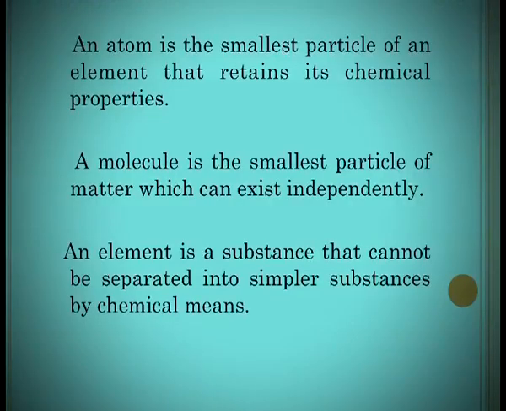John Dalton gave the atomic theory in which he proposed that the atom is the smallest indivisible particle of matter. Atoms of the same element are all identical, while atoms of different elements differ. Atoms of different elements combine in a simple whole number ratio to form a molecule. An atom is the smallest particle of an element that retains its chemical properties. A molecule is the smallest particle of matter which can exist independently. An element is a substance that cannot be separated into simpler substances by chemical means.